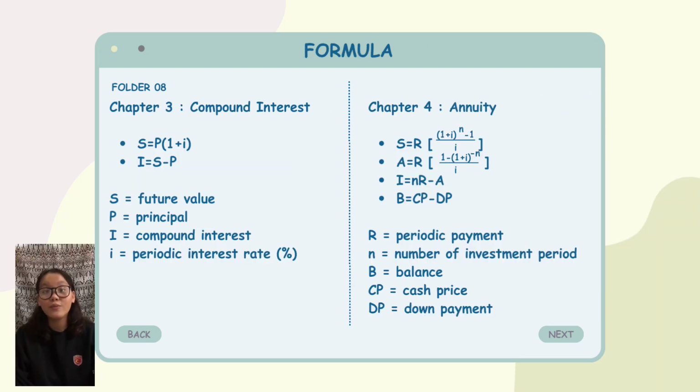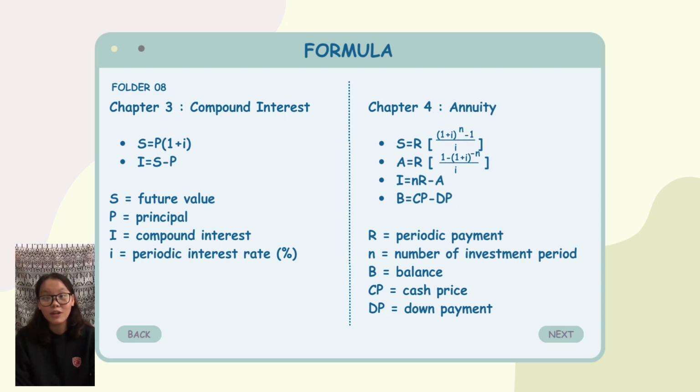So we have come to the end of our presentation, and before we end, I will give a brief explanation about the formulas used to solve the case study. We're going to start off with chapter 3. The formulas used for chapter 3 are S equals P bracket 1 plus I bracket, and the second formula is I equals S minus P. These formulas are used to find S and I. S can be referred to as future value, while I is referred to as compound interest.